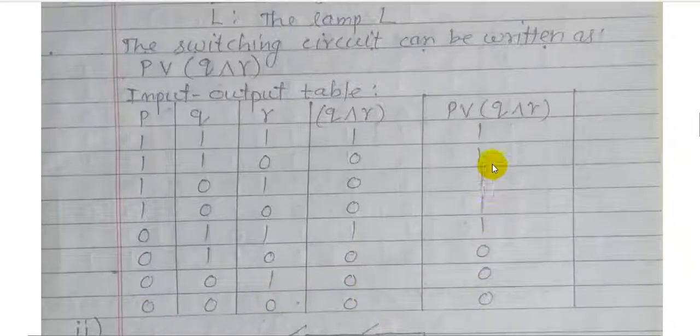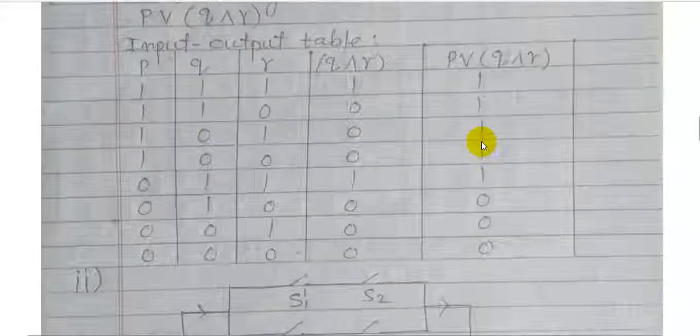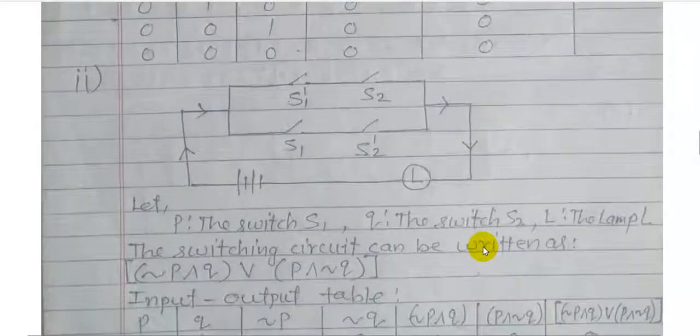Right? So this is the input output table, or you can say switching table. And this final column is your final answer. Here 5 times 1 and 3 times 0. Now see the second one.